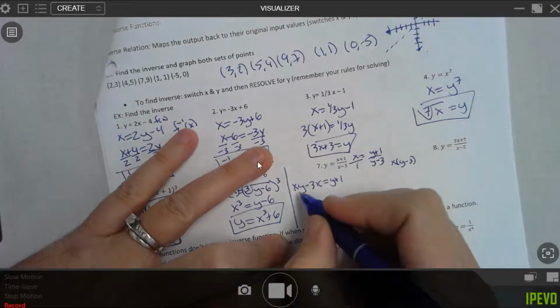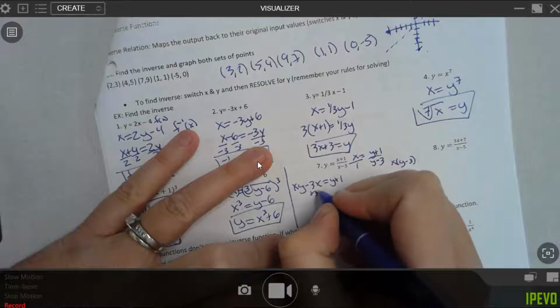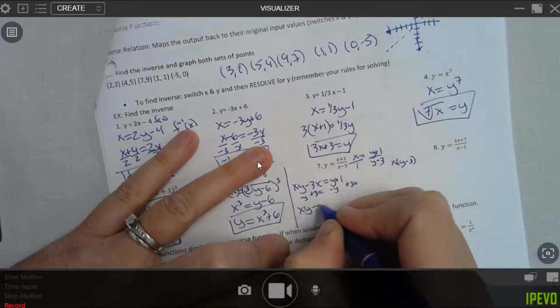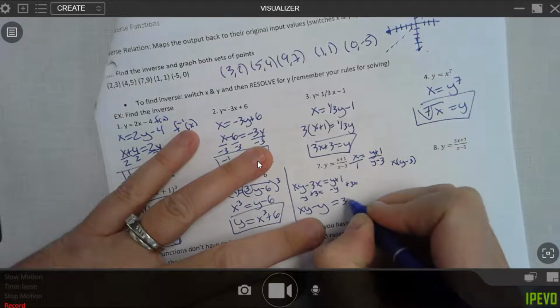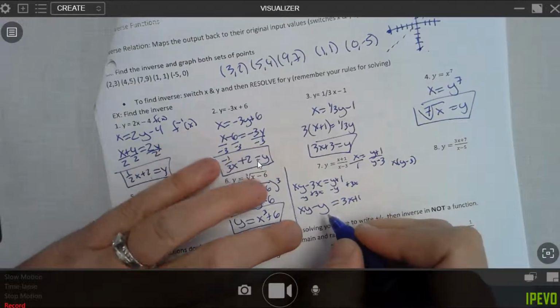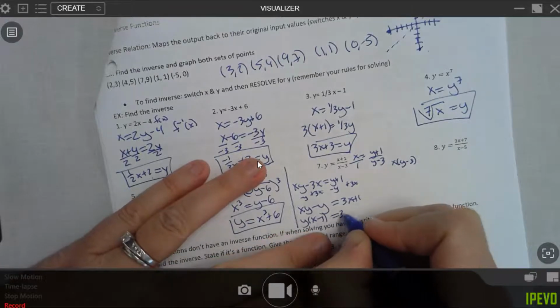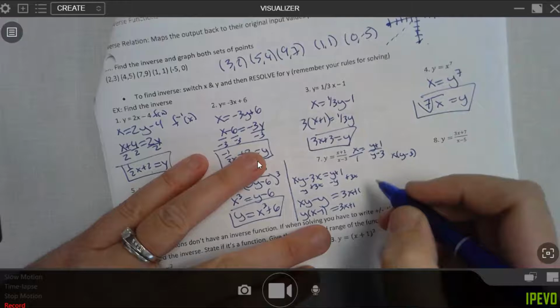Now I need y's on one side and the x's on the other. So I'm going to add my 3x and subtract my y. These are not like terms, you guys. An xy and a y are not like each other. So what you do instead is you factor out the y. That's how you get the y by itself. And then I'm going to divide it over.